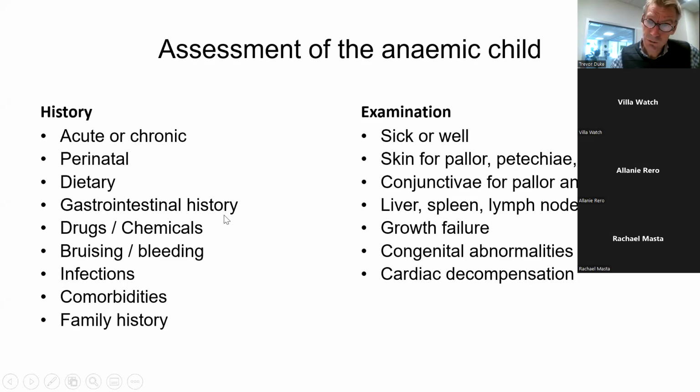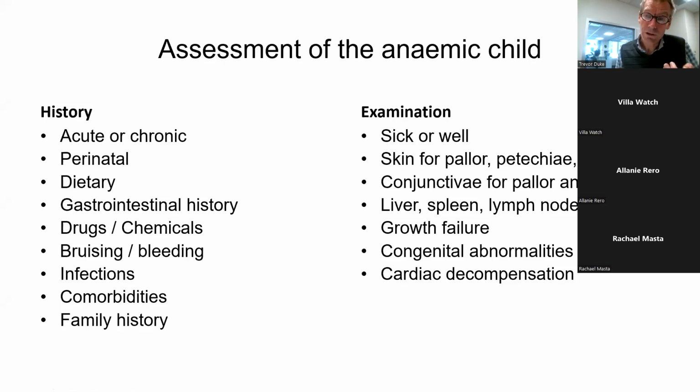Ask a gastrointestinal history, so the presence of diarrhea or the presence of blood in the stools or previous dysentery, for example, or evidence of malabsorption. Those things can be very important. Always ask about drugs or other chemicals the child's been exposed to, because sometimes they can affect the bone marrow function, of course.